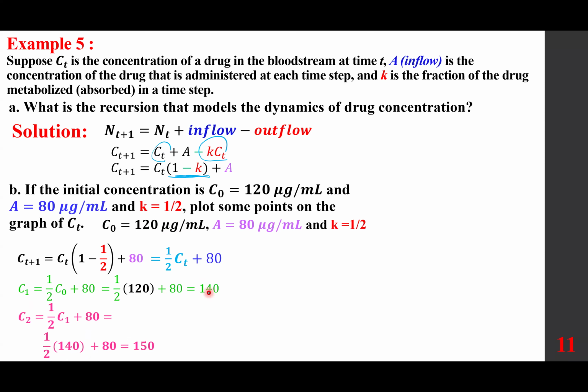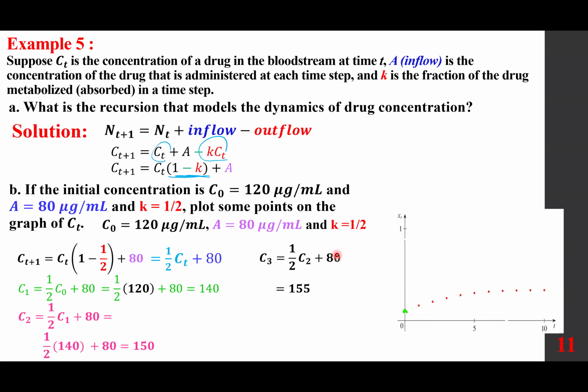The next one is C sub 3. According to this formula again, C sub 3 is half of C sub 2 plus 80, which means half of 150. 75 plus 80, 155. And this trend continues. So what is it that we are getting to?